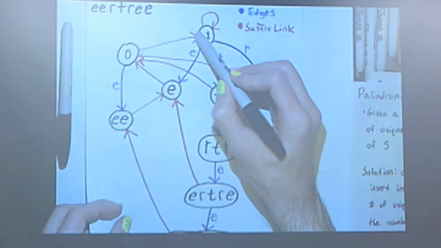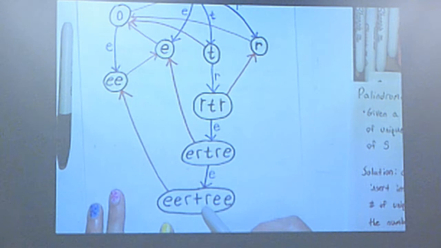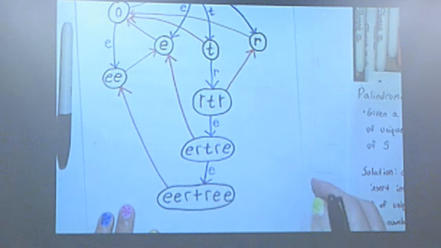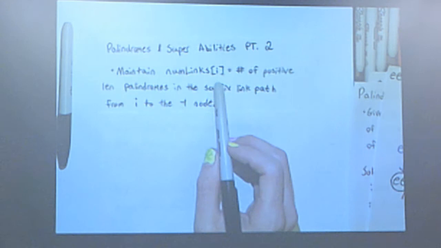And so this node here, its number of links being 3, means that if this node is the longest palindromic suffix ending at some index, then the number of palindromes total that end at this index is the number of links this node has. Because if we have Eertree ending at some index, then we also have EE and then E that ends at that index as well. And so we can maintain this by, whenever you add a palindrome to your tree, you say its number of links is 1, and then you add the number of links of its suffix link once you create that.